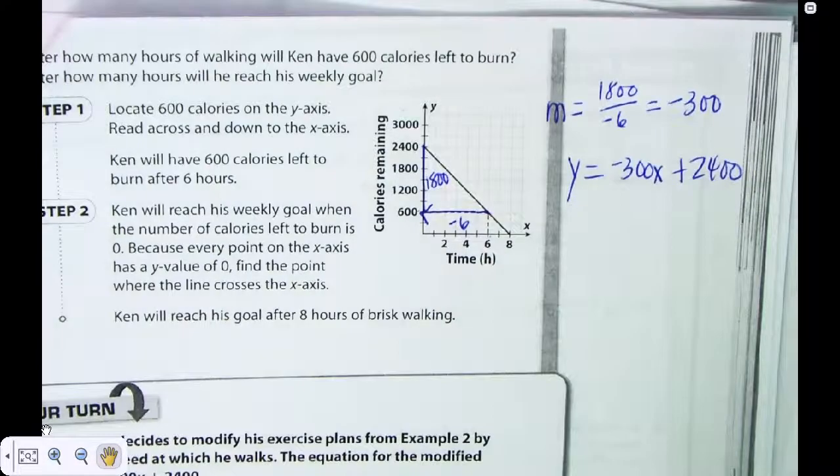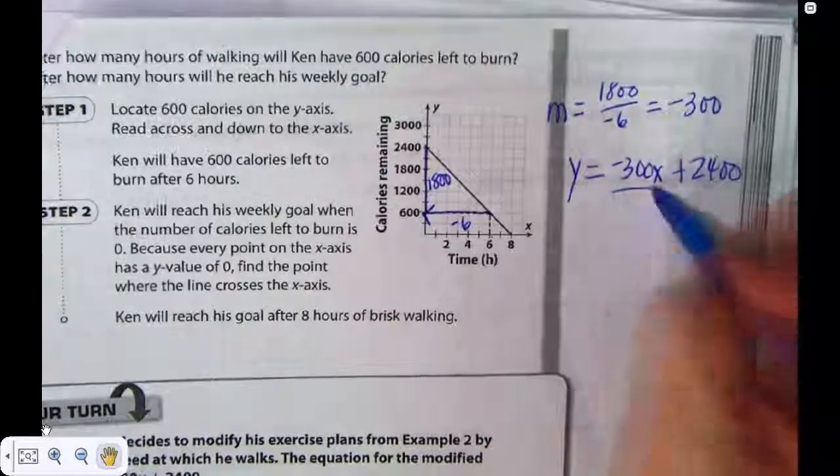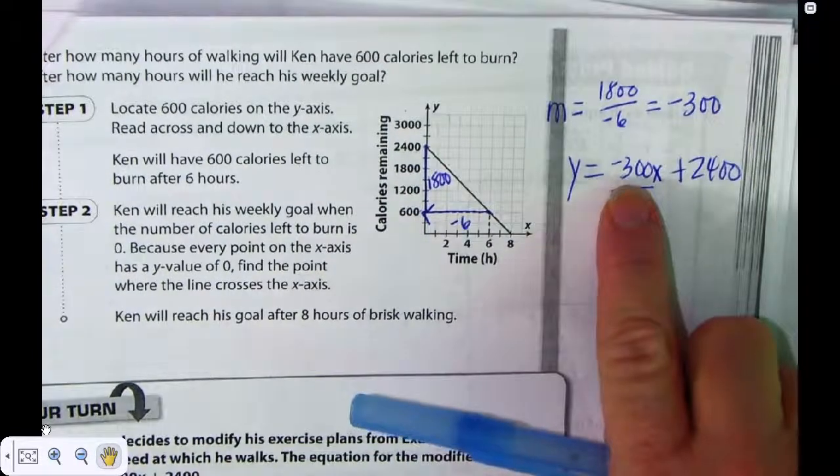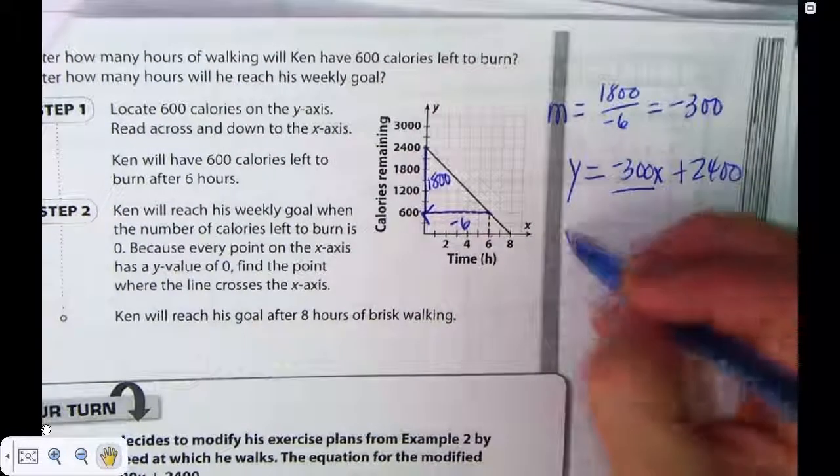So he starts off wanting to burn 2400. He burns how much an hour? What does he burn an hour? -300. Well, he burns, I mean, he loses 300. So -300. Guys, sometimes you know what they'll do?